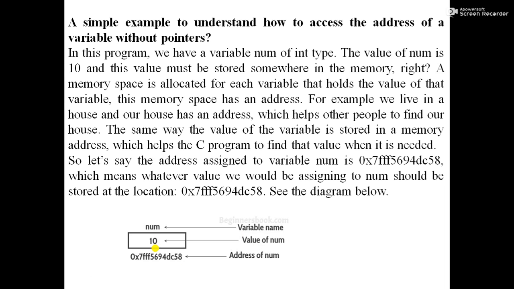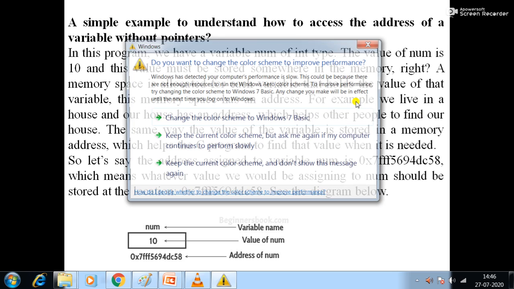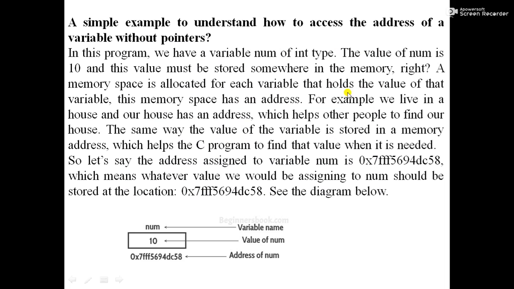So here in this program we have a variable of type integer. The name of the variable is num. The value of num is 10, and this value must be stored somewhere in the memory. A memory space is allocated for each variable for holding some values. This memory space has an address. Address here means nothing but the memory location number.